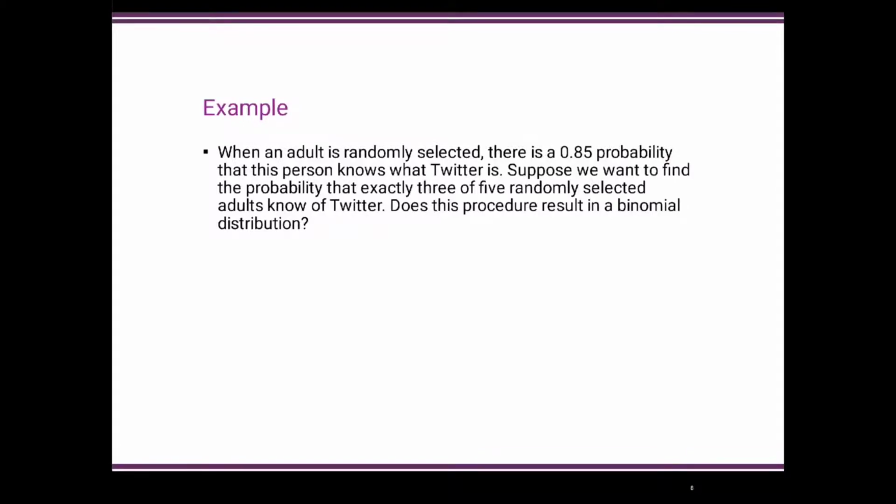Okay, let's look at this example. When an adult is randomly selected, there is a 0.85 probability that this person knows what Twitter is. Suppose we want to find the probability that exactly 3 of 5 randomly selected adults know of Twitter. Does this procedure result in a binomial distribution?